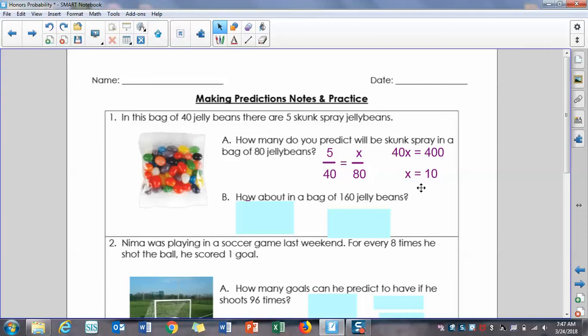That is definitely something we can do if we can see the factor we're increasing by, but we want to practice setting up those proportions in case we don't see that right away. So how about in a bag of 160 jelly beans? Again, using that ratio of 5 skunk spray to 40 jelly beans is equal to x, our unknown, to a bag of 160. So we cross multiply: 40 times x and 5 times 160. We get 40x is equal to 800, and then we divide both sides by 40, and x is equal to 20.